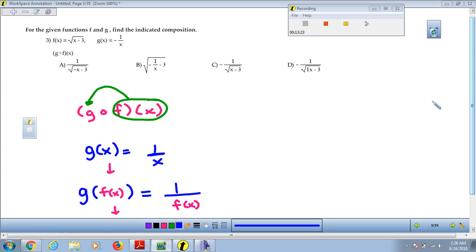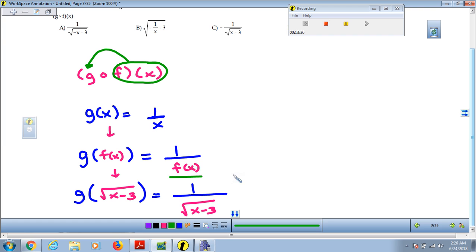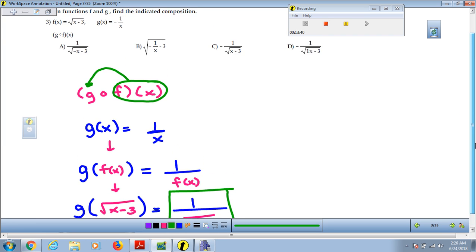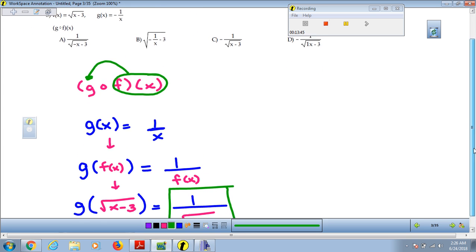Now here they're not asking me to find the domain, that's all they're asking me to do, so I could practice with you how to find the domain of this, but that's not the question, so I'm not going to do that. Maybe there's other questions that will ask us for that. So this would be the solution. So 1 over the square root of x minus 3.